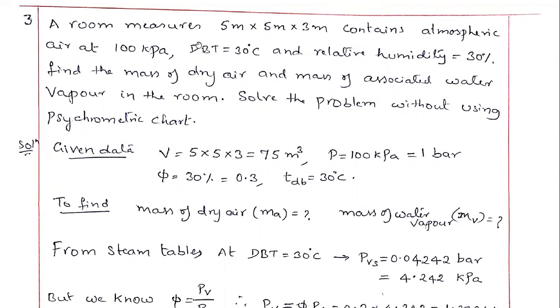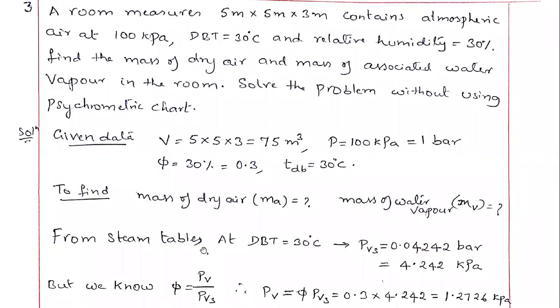It says a room measures 5 meter by 5 meter by 3 meter. So the volume of the room is 5 by 5 by 3, which is 75 meter cube, and it contains atmospheric air at 100 kilopascal, that is 1 bar. The dry bulb temperature Tdb is 30 degrees centigrade and the relative humidity is 0.3. Find the mass of the dry air, ma, and the mass of associated water vapor, mv, in the room, and solve the problem without using the psychrometric chart.